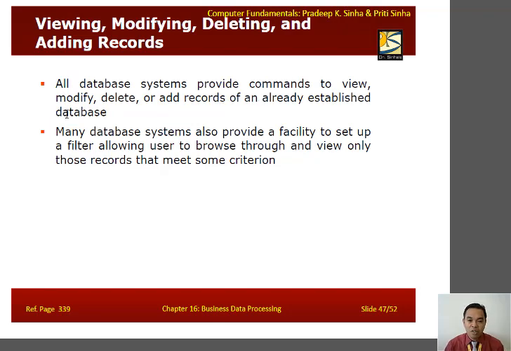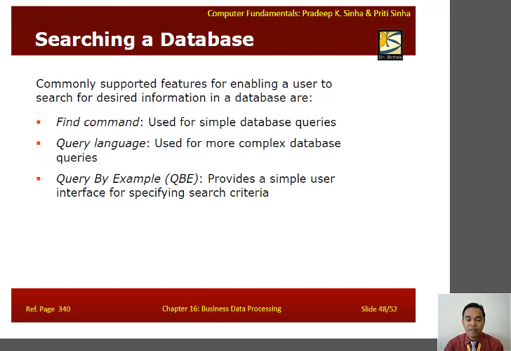Viewing, modifying, deleting, and adding records are other commands or actions of an already established database. So many database systems also provide a facility to set up a filter allowing users to browse through and view only those records that meet some criterion. So searching a database, you need the find command. It will be used for simple database queries, and query language is used for more complex database queries. And query by example, or QBE, will provide a simple user interface for specifying search criteria.